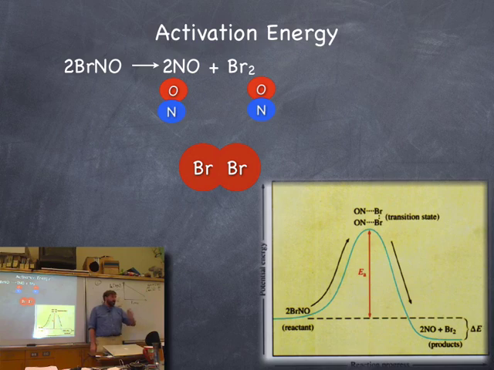So why do you think it's exo? Less energy afterwards means that the net has to give off energy. Energy has to be released. What if it was endothermic? What would be different about this graph?